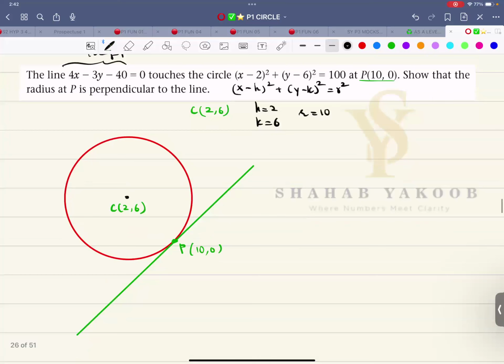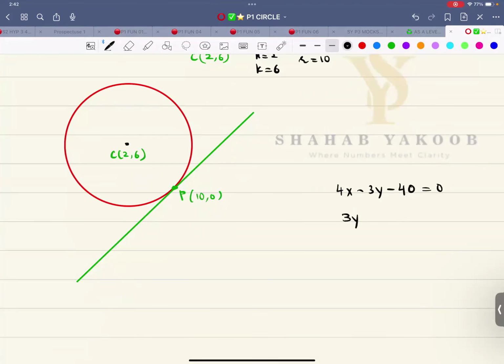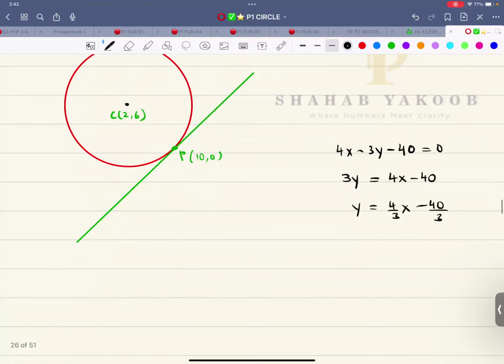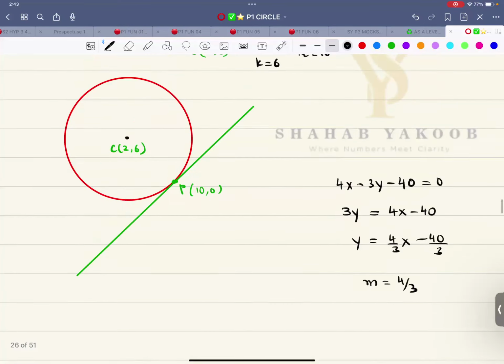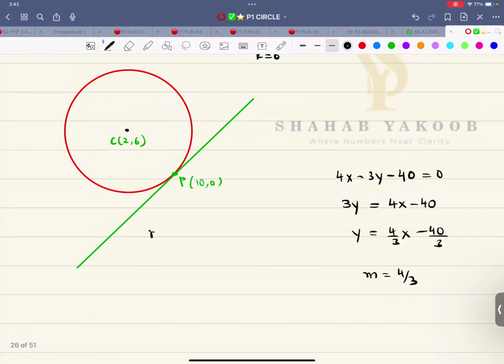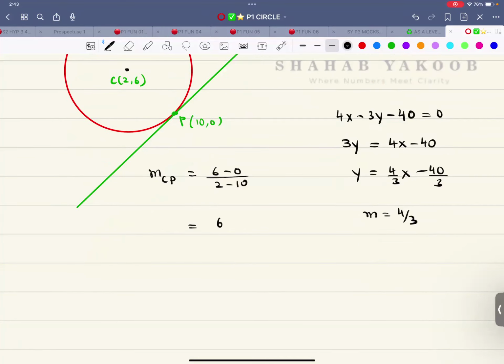Agreed? So therefore, 4x minus 3y minus 40 equals 0. Write in the standard form: 3y equals 4x minus 40. Make y the subject. So therefore, y equals 4/3 x minus 40 over 3. Therefore, the gradient is 4/3. And the gradient of CP is 6 minus 0 over 2 minus 10. 6 minus 0 is 6, 2 minus 10 is negative 8. That comes out to be negative 3 over 4.